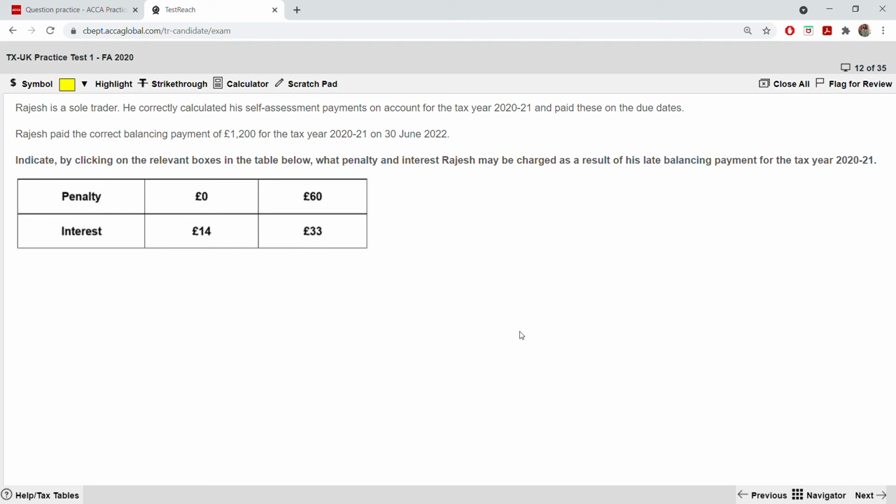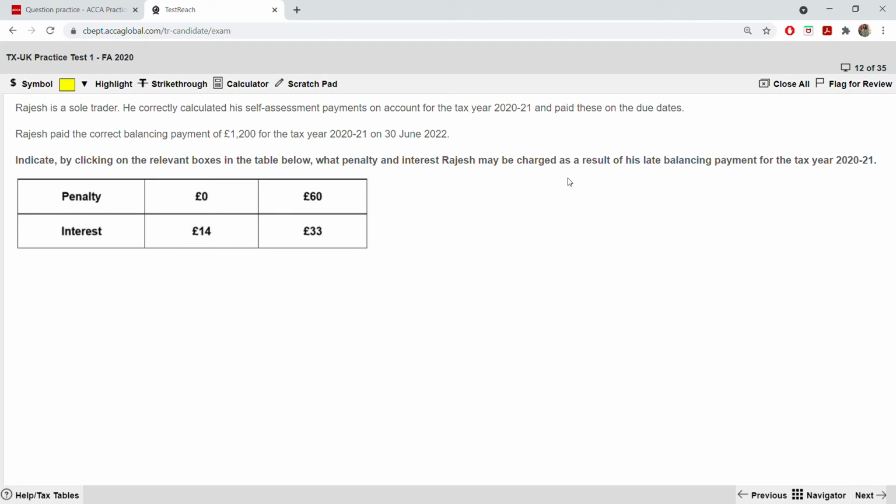Penalty and interest. Rajesh is a sole trader. He correctly calculated his self-assessment payment on account for the tax year and paid on the due dates. Rajesh paid the correct balancing payment of 1,200 for the tax year on 30th June 2022. Indicate by clicking on the relevant box in the table below what penalty and interest he may be charged as a result of the late balancing payment for the tax year 2020-21. What will be the penalty and what will be the interest? You definitely have to do a working to find out.